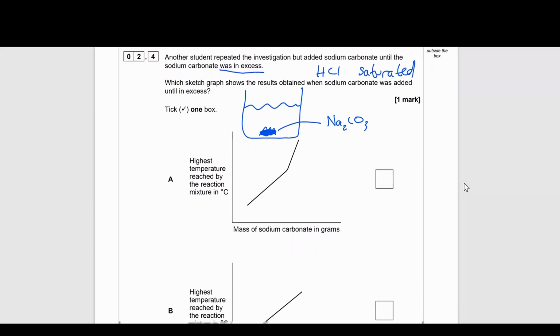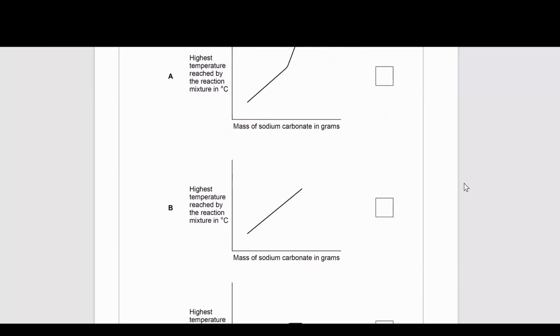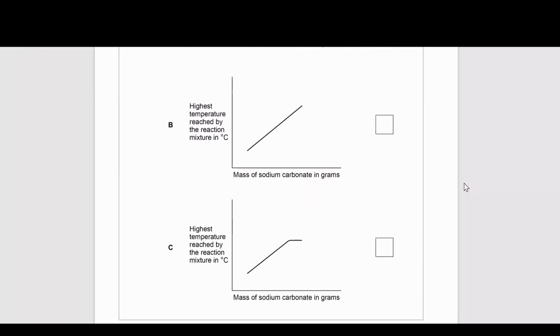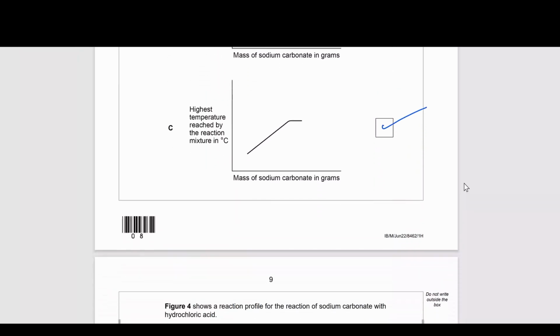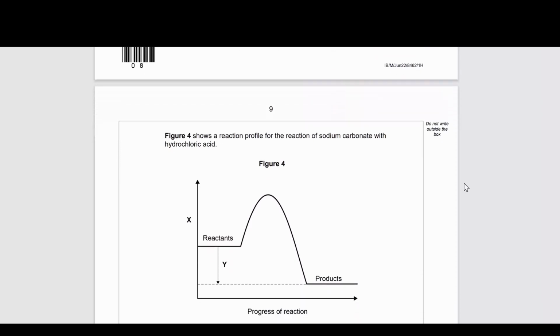So if the sodium carbonate can't be dissolved anymore, then we shouldn't really see a change in the temperature. Looking at our graphs here, the one that shows no change in temperature after excess sodium carbonate is added is C.